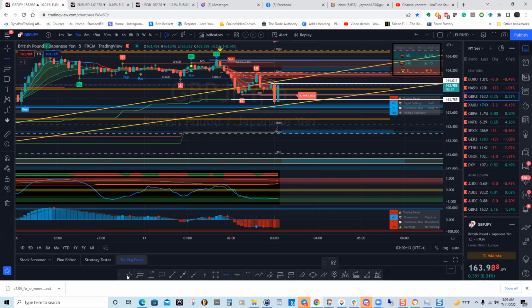So my entry was right there, right? I told you 163.785 here. So my stop loss is to be above the FVG. A 40 pip stop loss is kind of high, so you can put it somewhere up here, maybe. It depends on your stop, depends on your risk management. I do 30 to 40 pips. So let's see what it does here.